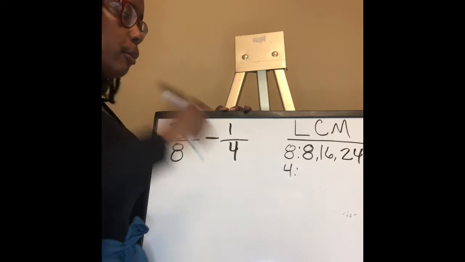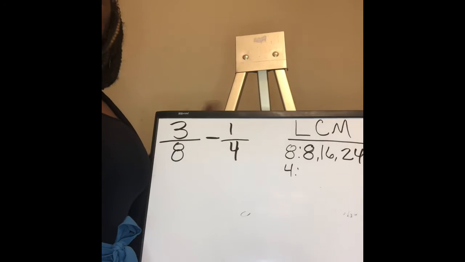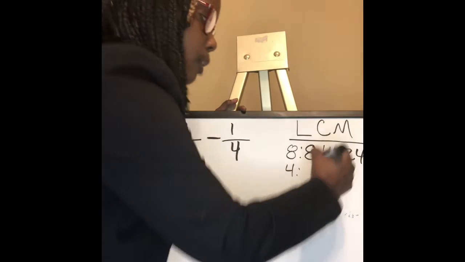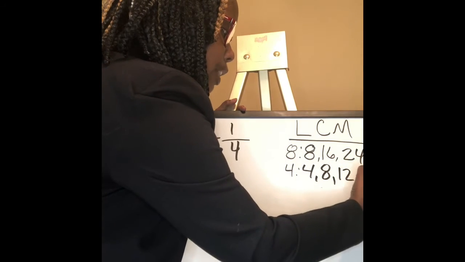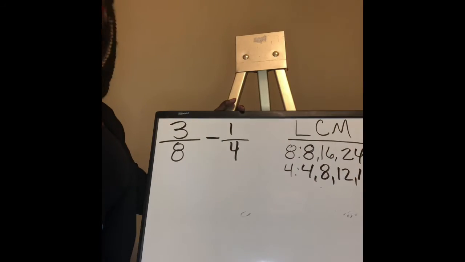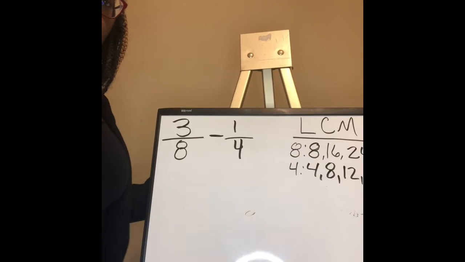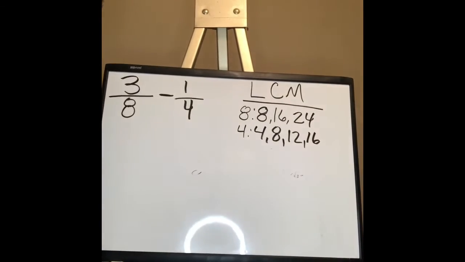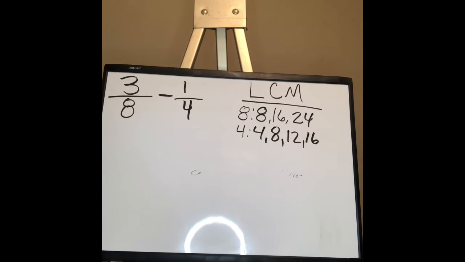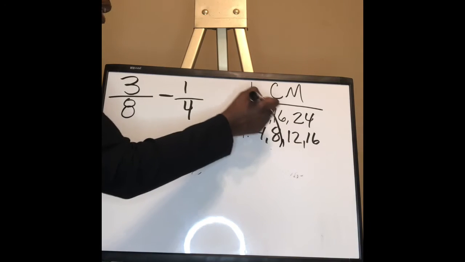Keelan, give me the first 4 multiples of 4. All right, so we have 4, 8, 12, 16. Jamari, can you tell me what is the LCM between 8 and 4? Good job. The LCM is 8.